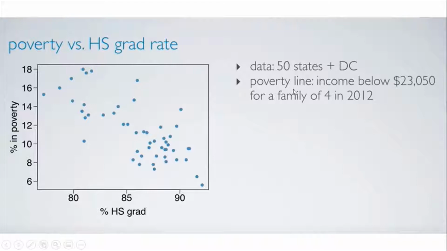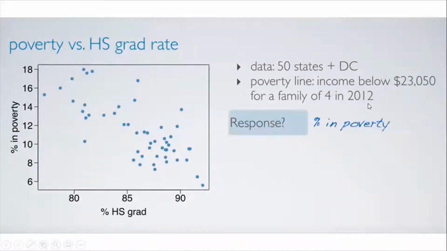This data is coming from 50 states, so 51 with the District of Columbia, from the United States of America. The poverty line that cuts off the percentage in poverty is an income below 23,000 per year, annual income for a family of 4 in 2012.